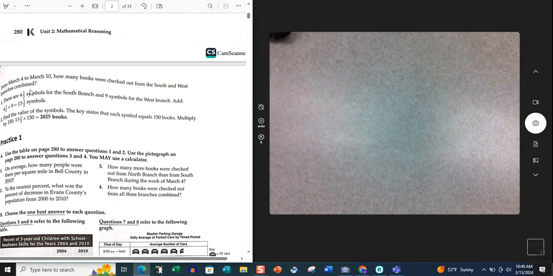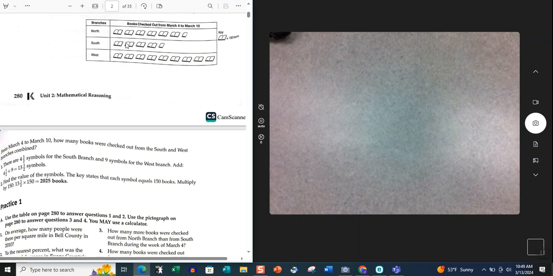So now we go here to March 4th to March 10th. How many books were checked out from the south and west branches combined? So we look here, I can get both of them in the same photo. So it's 4.5 in the south, and then we have 2, 4, 6, 8, 9 in the west. So we'll take 4.5 plus 9, and that gives us 13.5 symbols.